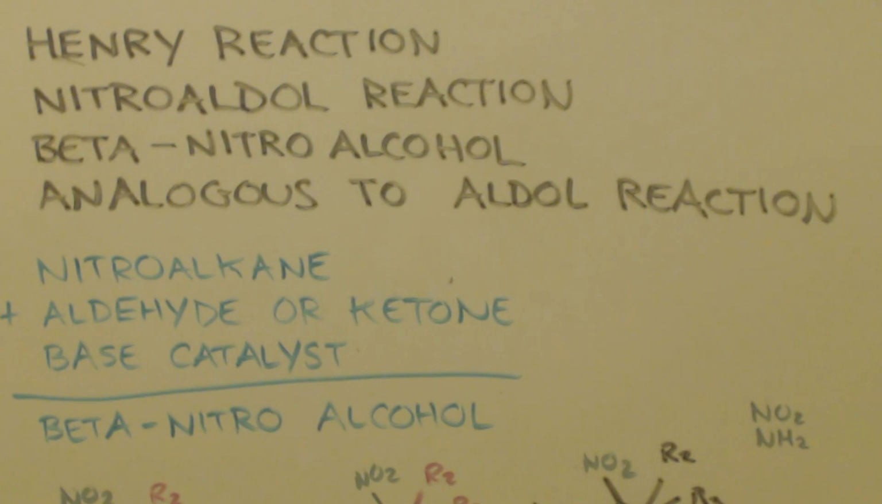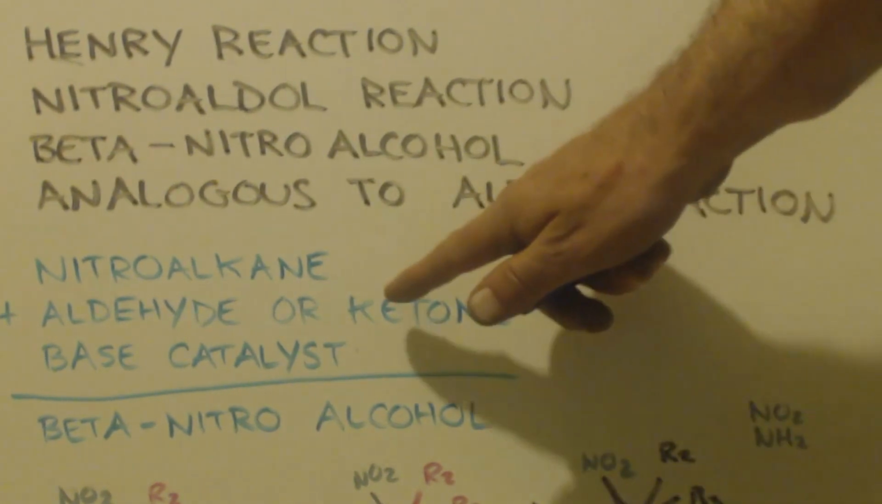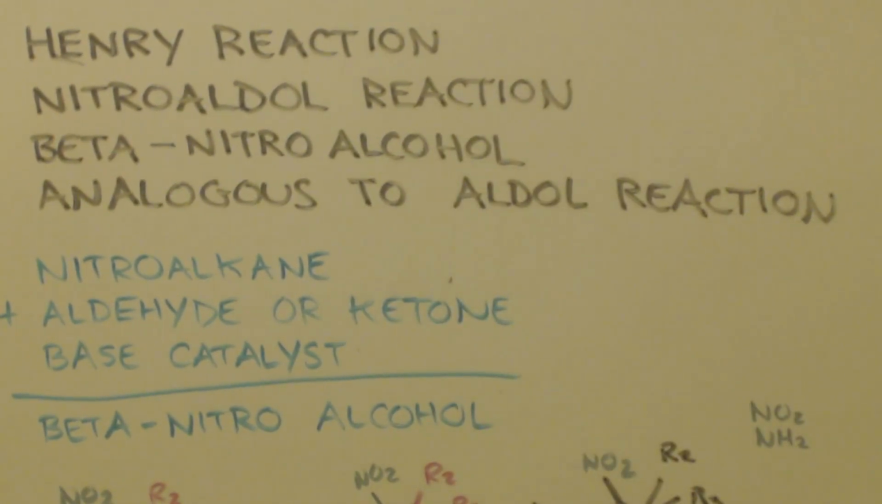Alright, this is John Black, super chemist, here to talk about the Henry reaction. The Henry reaction is a nitro-aldol reaction, same thing. You're making a beta nitro alcohol. If you know the aldol reaction, it's pretty much analogous to that. You get a nitroalkane, you get an aldehyde or a ketone, and you get some kind of base catalyst. And you mix them together and you come up with a beta nitro alcohol.